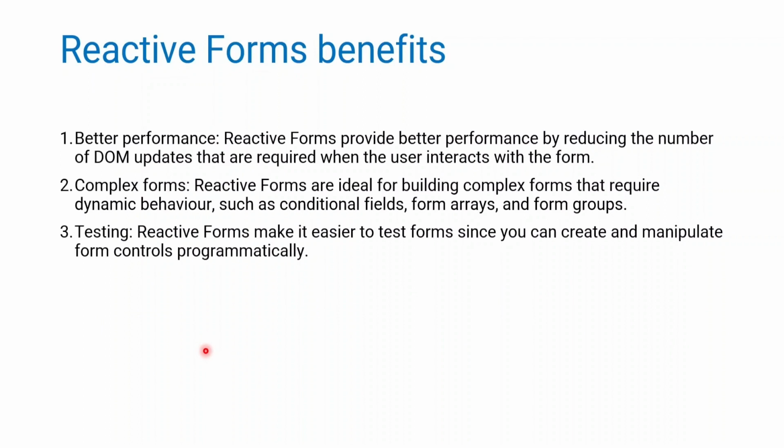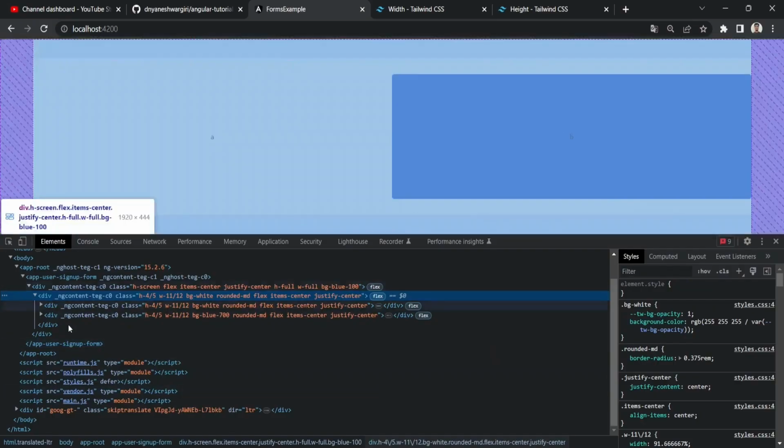A benefit that reactive forms give us is better performance. Reactive forms provide better performance by reducing the number of DOM updates. If you are watching my videos, you must be aware of that. I regularly talk about the DOM. Remember, in the Angular framework, the DOM is an essential part in deciding the performance and the overall loading time. DOM stands for Document Object Model, and it is nothing but the HTML tree that is formed in the browser. So this is what you are seeing here.